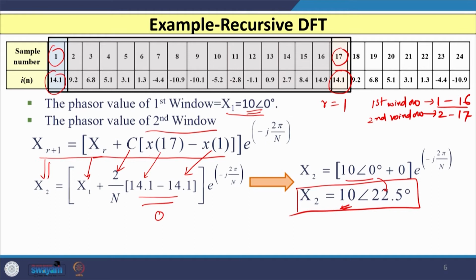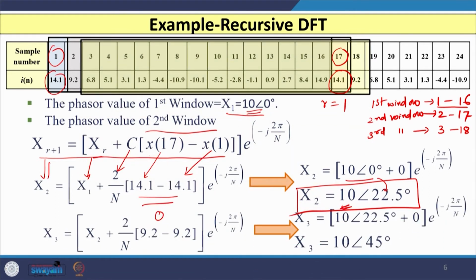Now, if we further proceed, let us say third window, that is from let us say sample number 3 to sample number 18. So, when we consider the third window and if we calculate the value of x 3, then the equation is x 2, because now x 1 becomes x 2, 2 by n, and this value is already mentioned. So, now we have the value of x 3 comes out to be tan angle 45 degree. So, you can see that when you take a new window, then the only difference is in the phase angle.